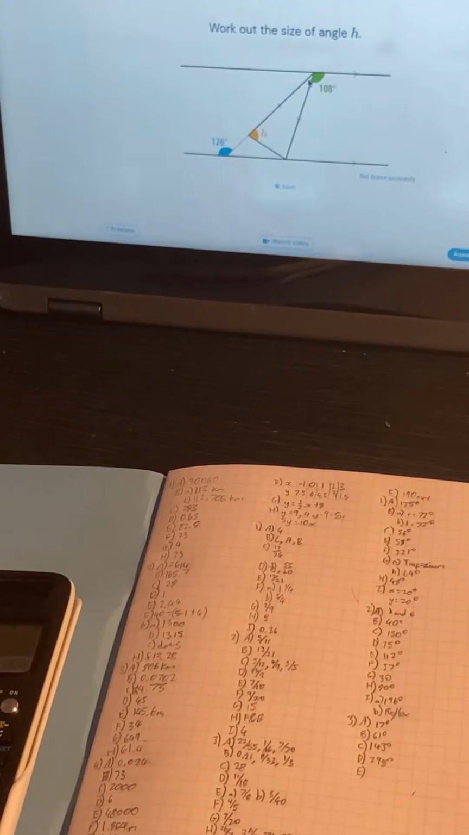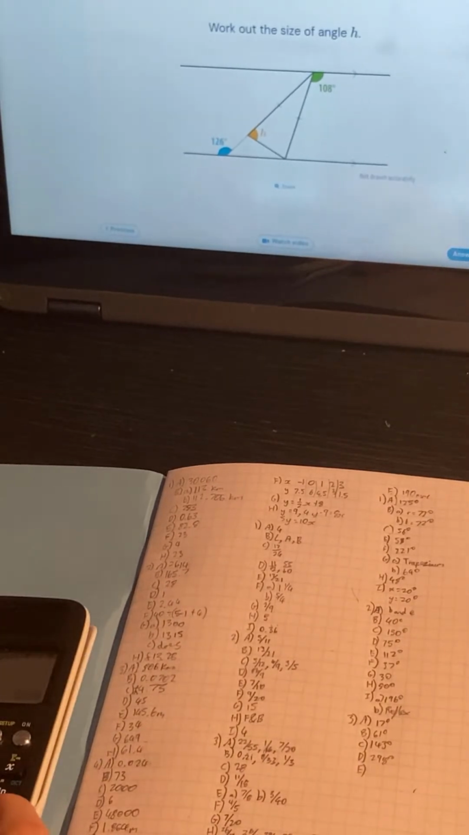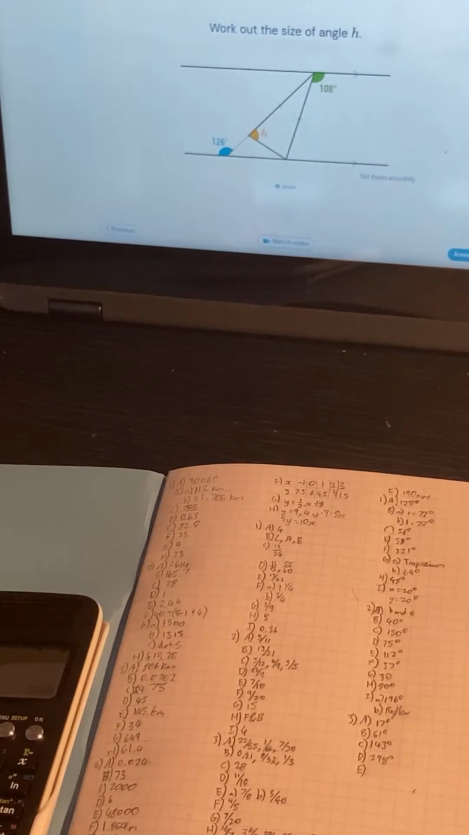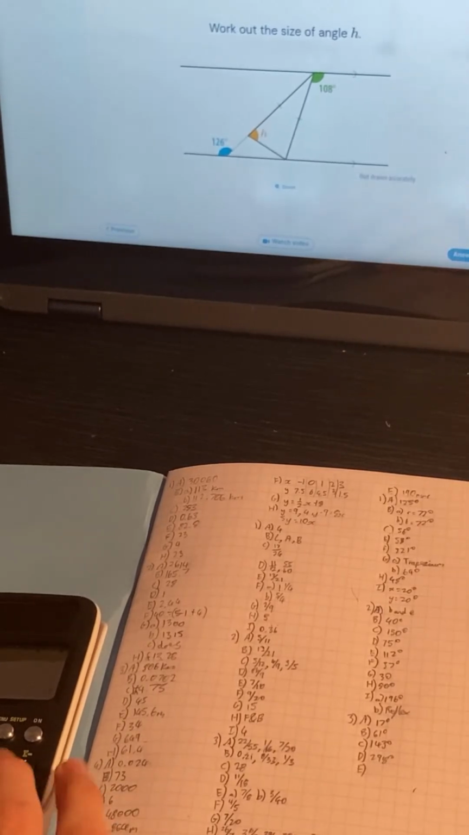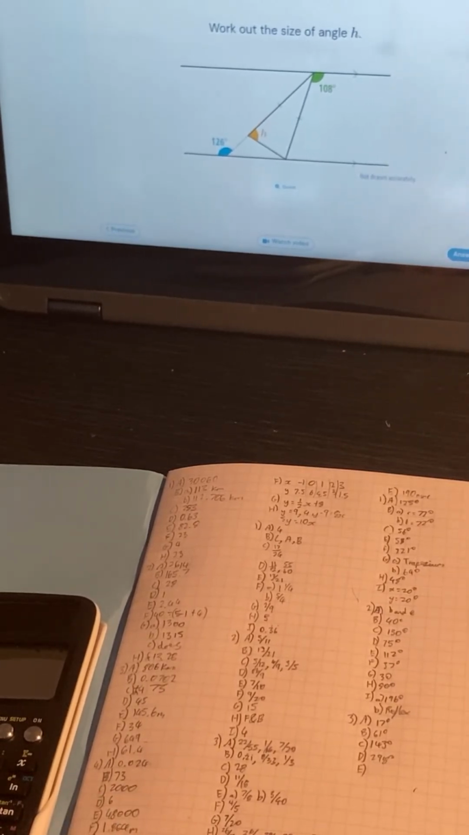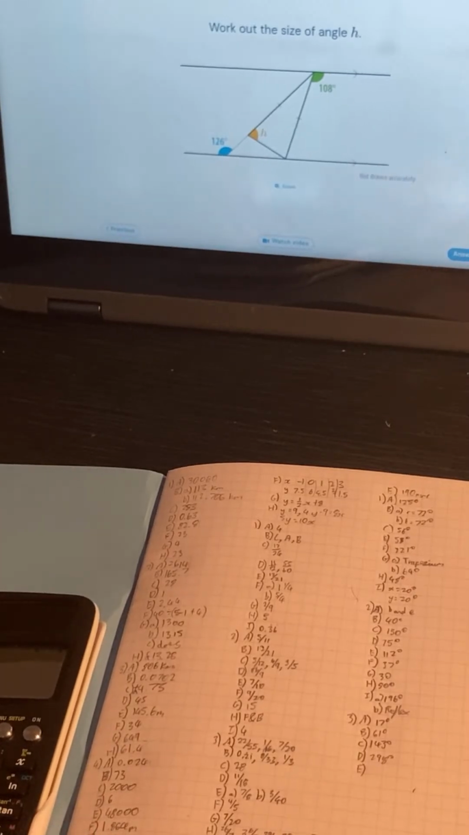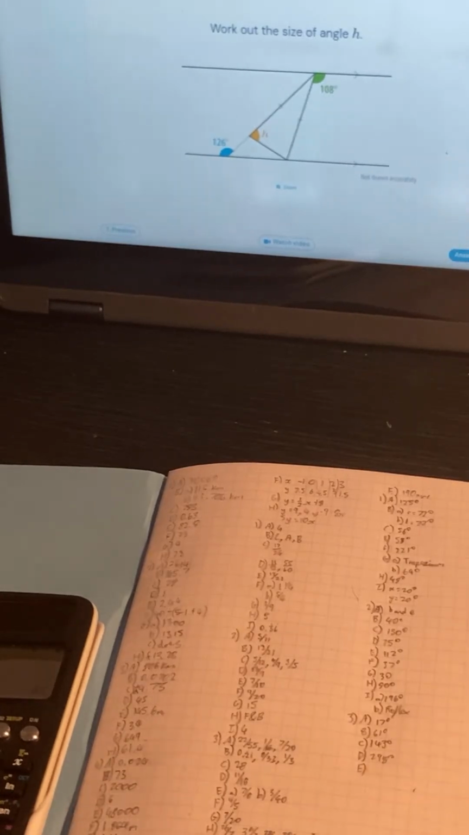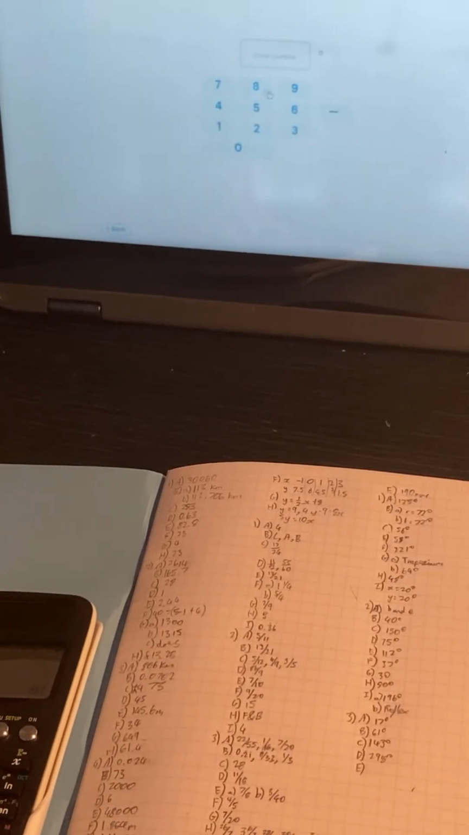H. We know that angle and that's equal, right? So no, we don't know that angle. We do know that angle. 180 subtract 126, that's that angle. 180 subtract that angle, subtract 108 equals that. And then 180 subtract that, and then that divided by 2. 81.